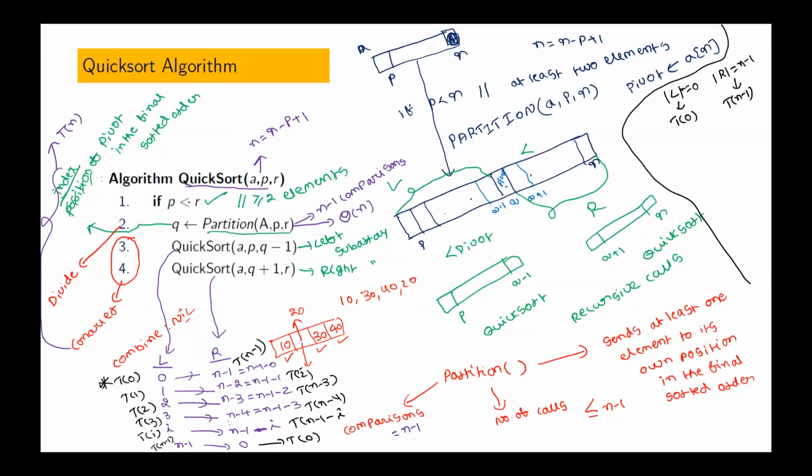First step, we know that it is constant. Second step, we know that it is theta of n, or n minus 1. Third step, T of 0. Fourth step, T of n minus 1. In this case, what is the recurrence relation? T of n can be written as constant plus n minus 1 plus T of 0 plus T of n minus 1. Is that correct? Provided the left side has 0 elements and the right side has n minus 1 elements. Is there any doubt in this?